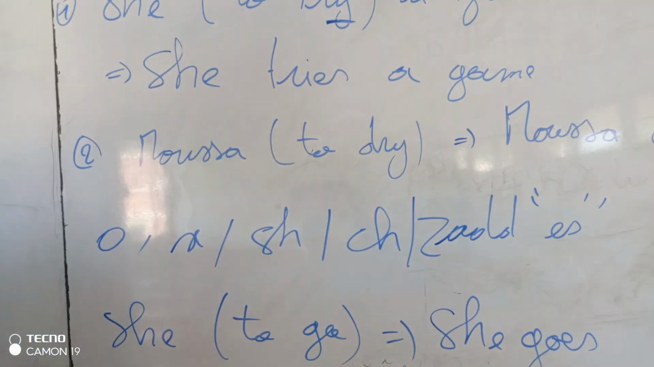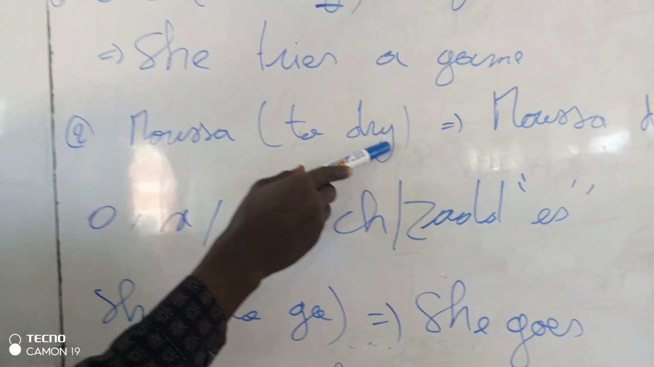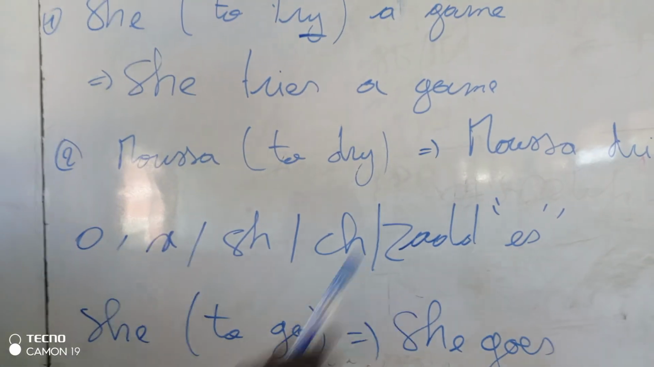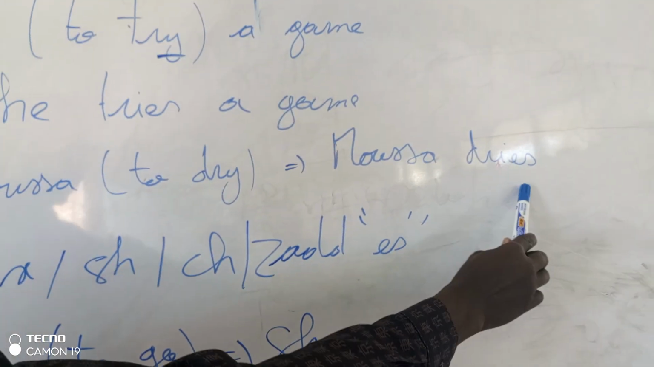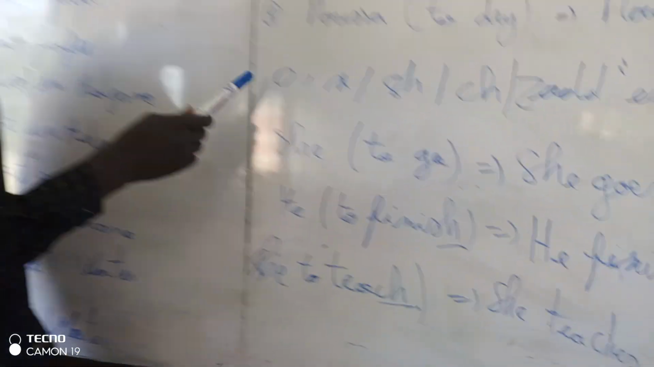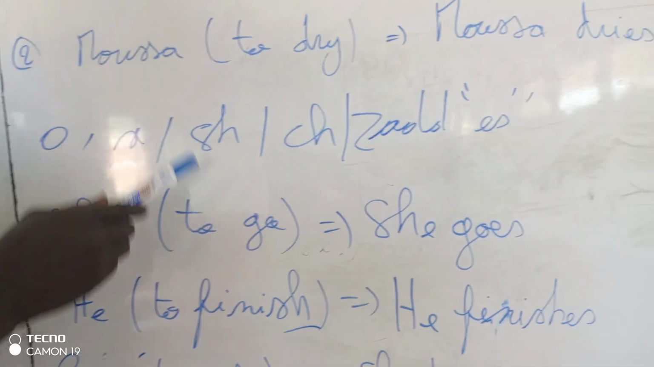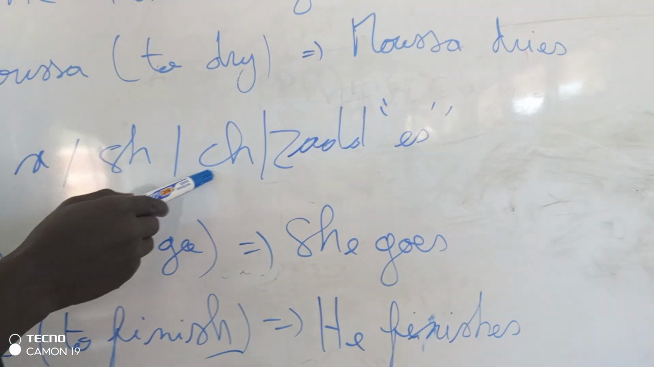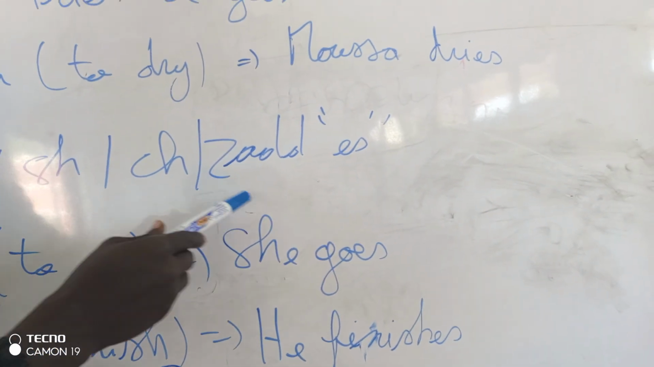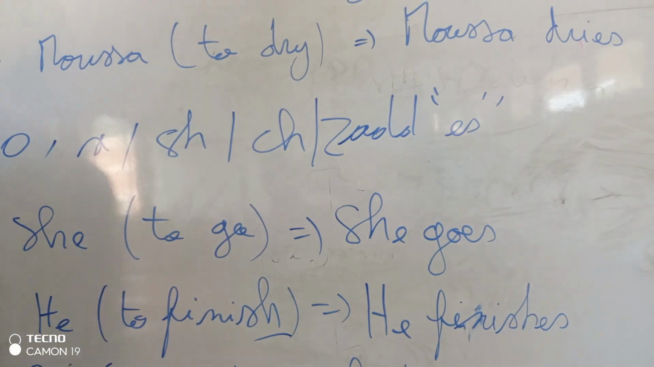Musa to dry. At the end of the verb, what do we have? Y. So the y will become what? I. So Musa dries. Musa dries. So another thing to add is that when you have at the end of the verb o, x, ss, sh, ch, or z, add es at the end of the verb. I say add es at the end of the verb.